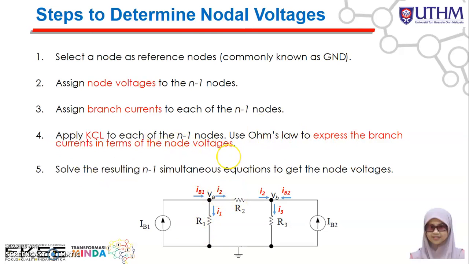Finally, based on the application of KCL to each of the n-1 nodes, you are going to get a set of simultaneous equations. The number of equations depends on the number of nodes. Then you need to solve the resulting n-1 simultaneous equations to get the node voltages. In this case, because you apply KCL at these 2 nodes, you get 2 simultaneous equations. If you have another circuit where you apply KCL at 3 different nodes, you get 3 simultaneous equations.